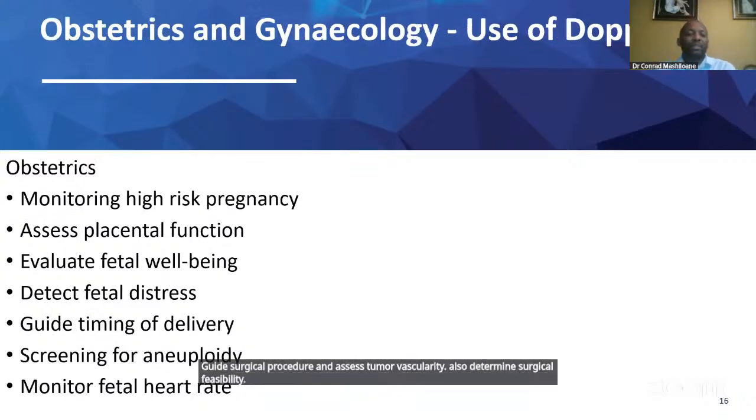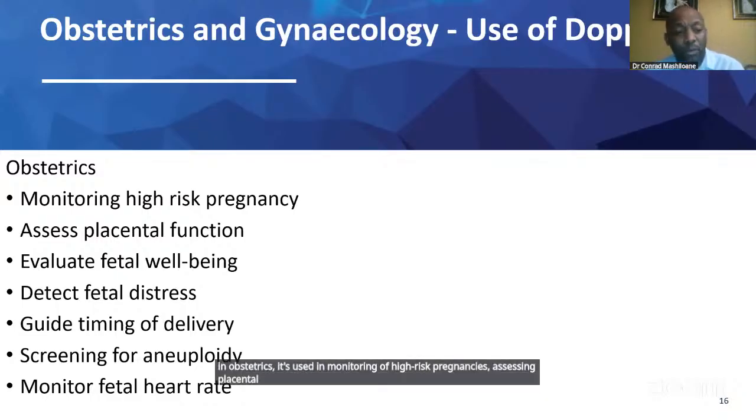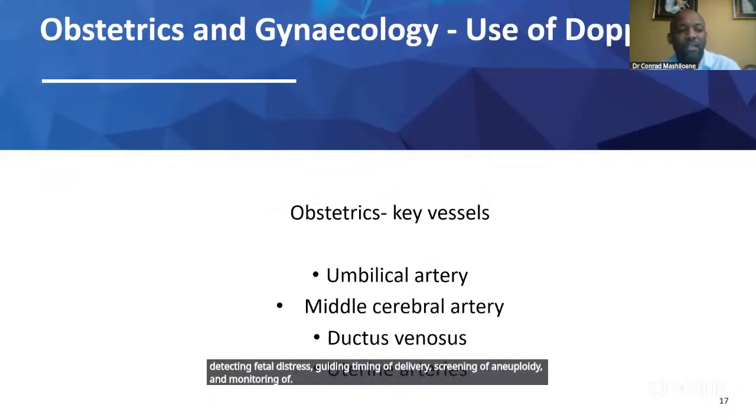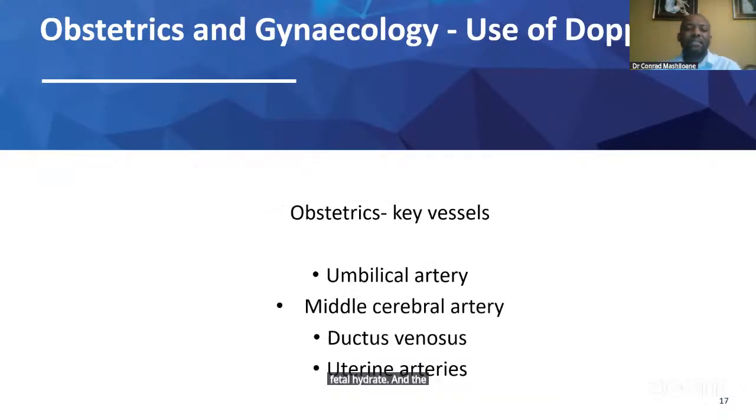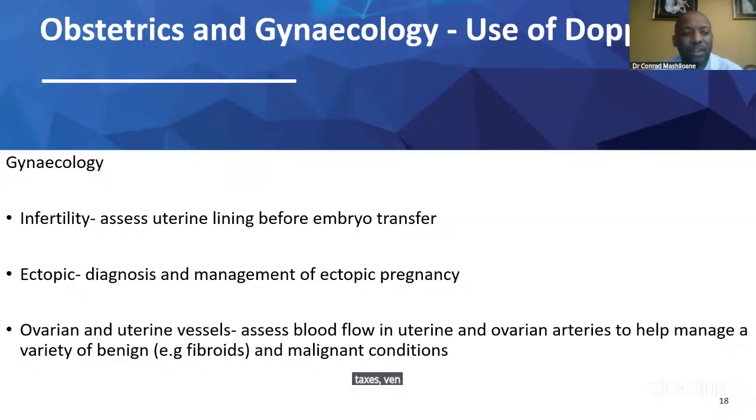In obstetrics, it's used in monitoring of high-risk pregnancies, assessing placental function, evaluating fetal well-being, detecting fetal distress, guiding timing of delivery, screening of aneuploidy, and monitoring of fetal heart rate. And the key vessels in obstetrics include umbilical artery, middle cerebral artery, ductus venosus, and uterine artery.